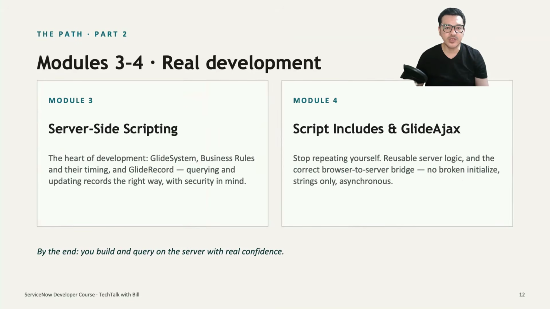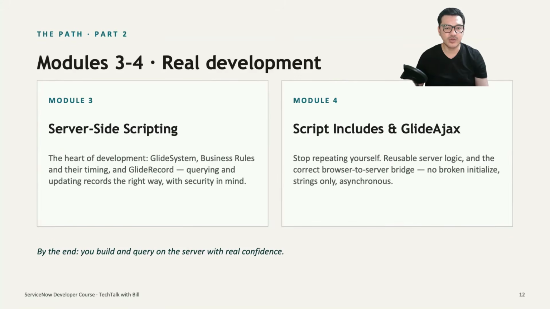Now, in the third module, we go to server-side scripting. This is the heart of development: GlideSystem, business rules and their timing, and GlideRecord. Doing a query, creating and updating records, and doing it the right way. Value returns a string, when a business rule should run, and how to query with security in mind.